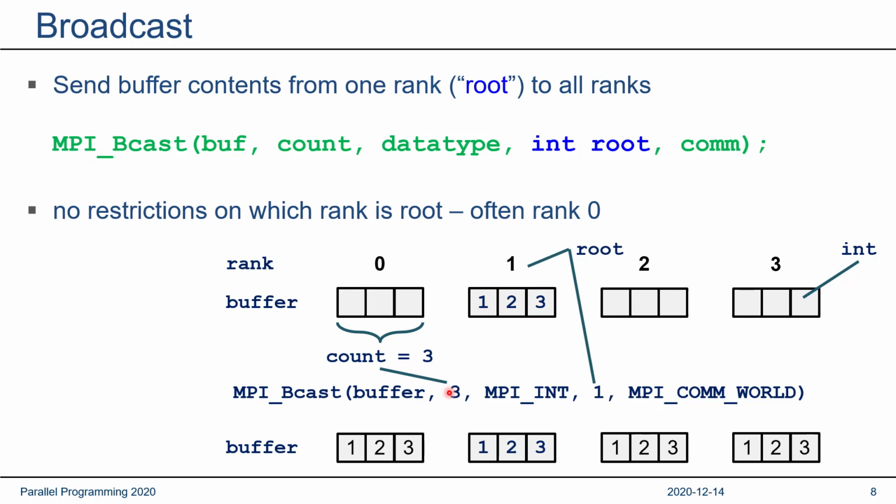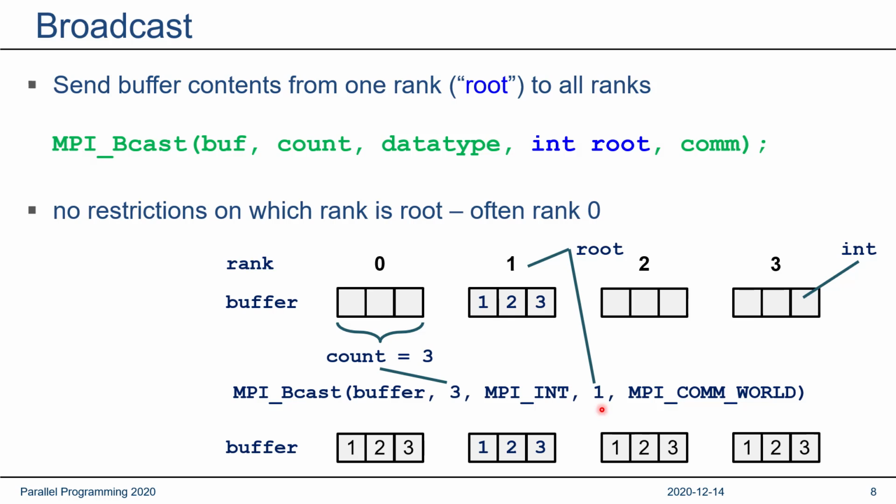We have 3 elements stored at the buffer. The data type is MPI int. The root is 1. Remember, this root argument has to be the same on all processes, on all ranks that call the broadcast. If this is not the case, then there's no consensus about who should be the sender and who should be the receiver, so it must be the same everywhere.